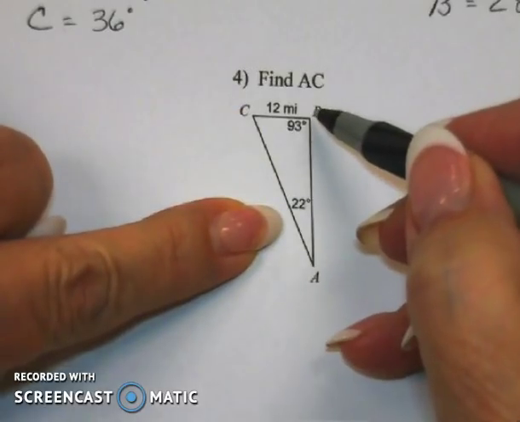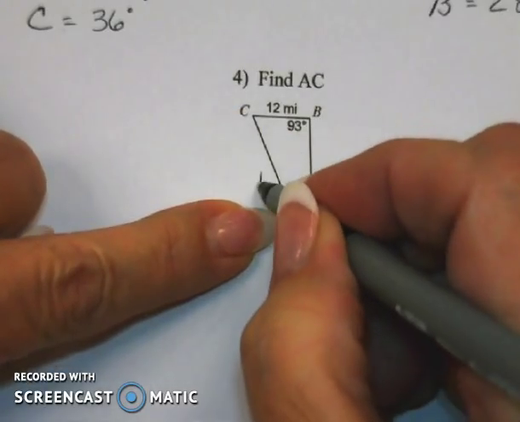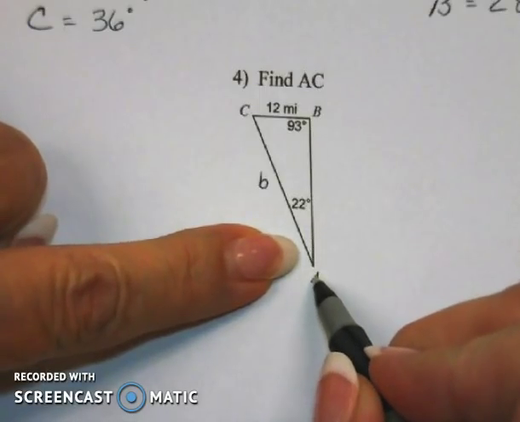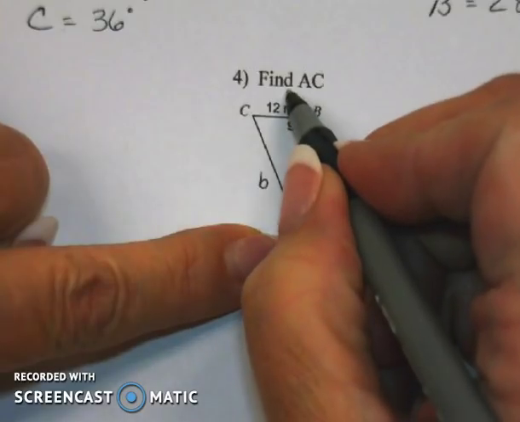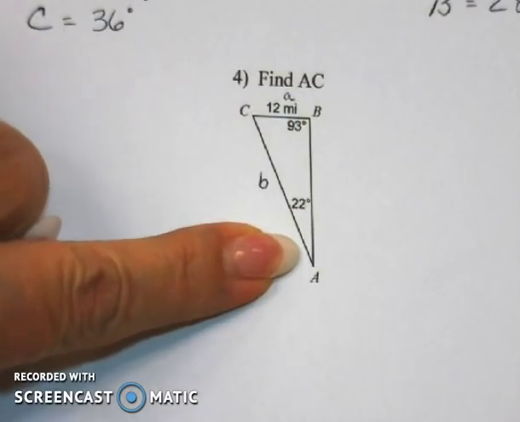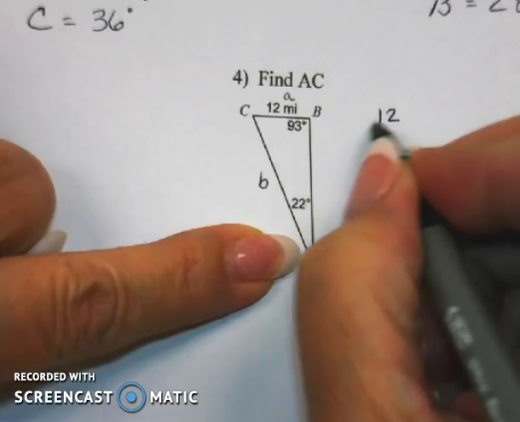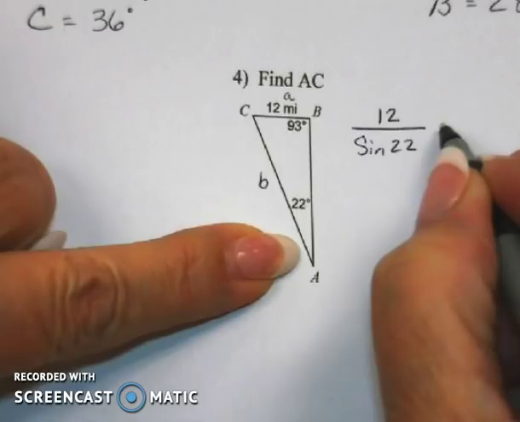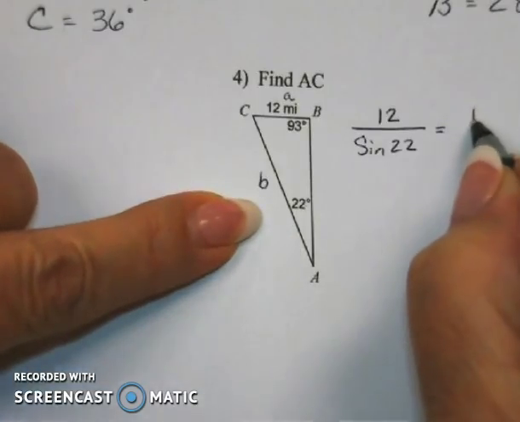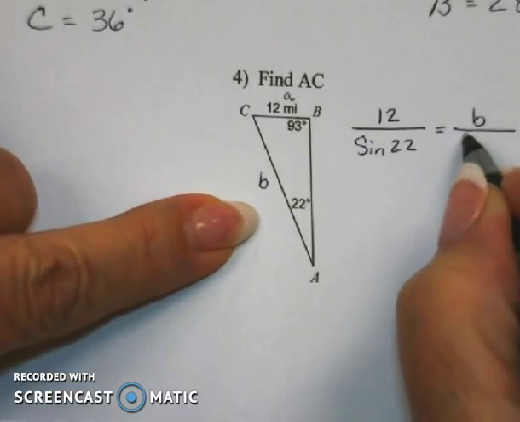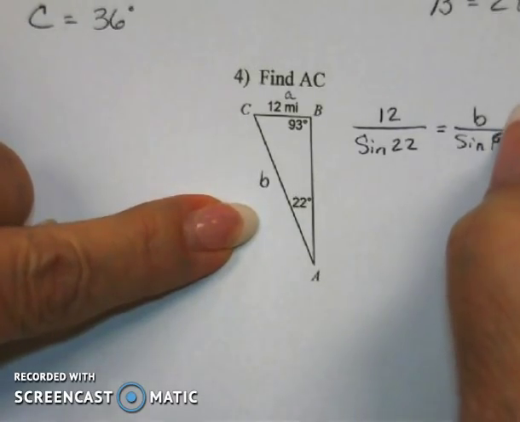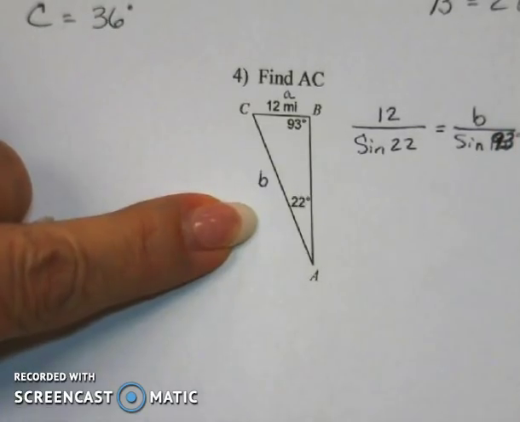And it's across from angle B. So this is side B. This angle is 22, and that's angle A. Across from it is side A. So A, 12, divided by the sine of 22 is equal to B divided by the sine of 93. Oh, sorry, 93. I apologize. I got to going too fast for myself.